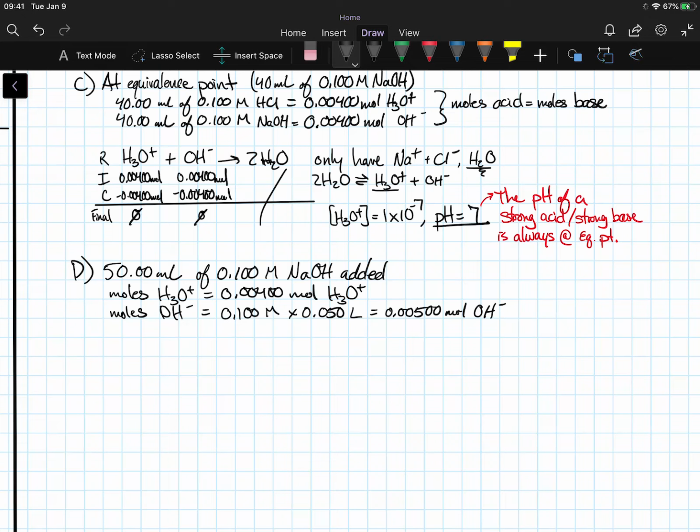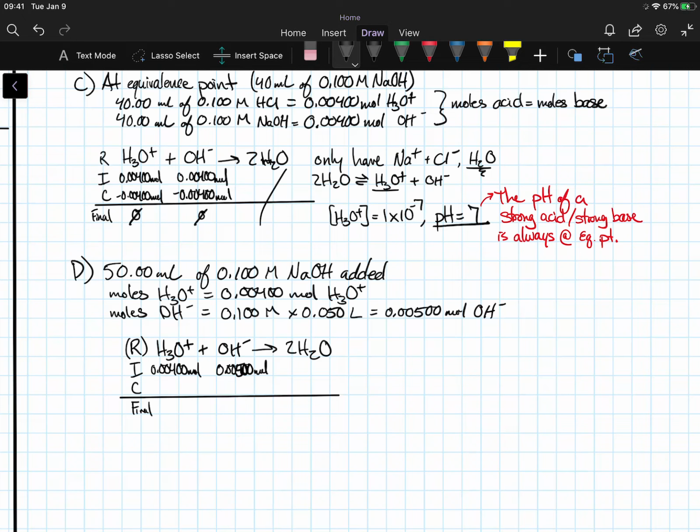So now the H3O+ is the limiting reactant. If we go back to our strong acid reaction, we had 0.00400 moles of H3O+ and 0.00500 moles of the hydroxide. So now we're going to run out of the H3O+ first. So that's the limiting reactant. So we can only react 0.004 moles. And we don't care about water. So that means at the end of all of this, after we've added the 50 milliliters, the strong acid reaction has happened. And at the very end of that, we have 0.00100 moles of hydroxide left over.